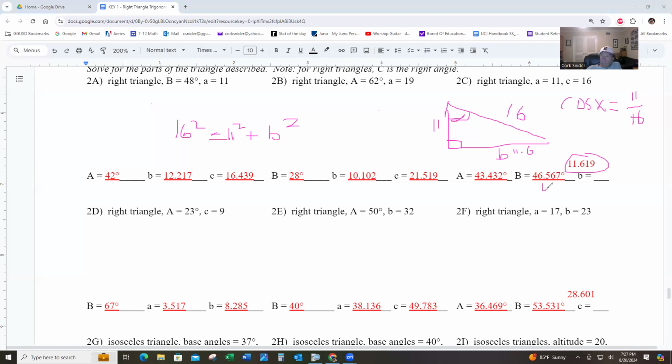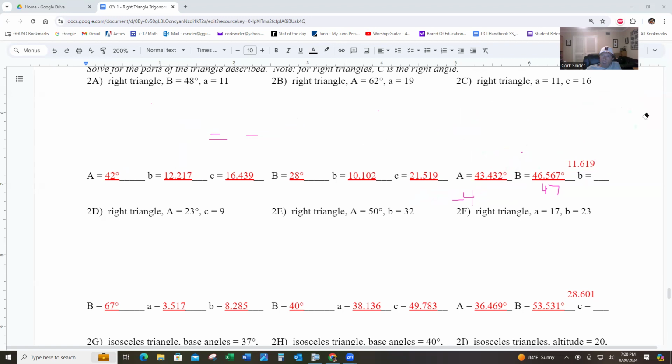So if this is 47 degrees right here, then this will be about 43. I'm just going 90 minus 47. I don't need to do another calculator function with the inverse of sine or cosine or tangent. It doesn't make any difference. You can use the 90 minus rule. Okay. All right. So there's 2C. We've got a few more to do here.